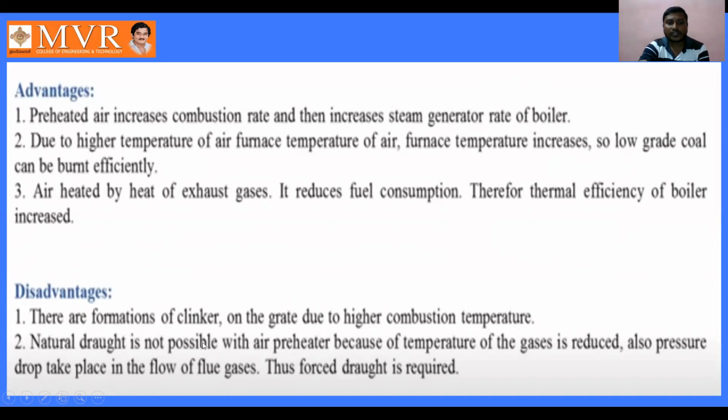And natural draft is not possible with an air preheater because the temperature of the hot gases is reduced. See, natural draft is not produced here because the temperature of the gas is reduced. Also, a pressure drop takes place in the flow of flue gases. Here, the pressure is also going to reduce. Thus, forced draft is required. Hence, we are going to require forced draft here. These are some of the advantages and disadvantages of the air preheater.